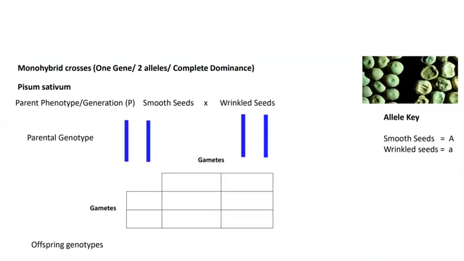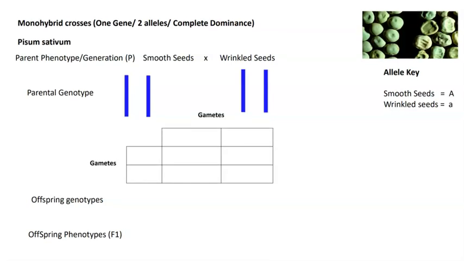So we're going to take an example from the pea, which is shown here. You'll notice that the peas have round, smooth seeds, and these ones here have wrinkled seeds. So this is the characteristic, and our allele key for this is that the smooth seed allele, which we're going to call big A, is dominant to the wrinkled seed, which of course we will call lowercase little a.